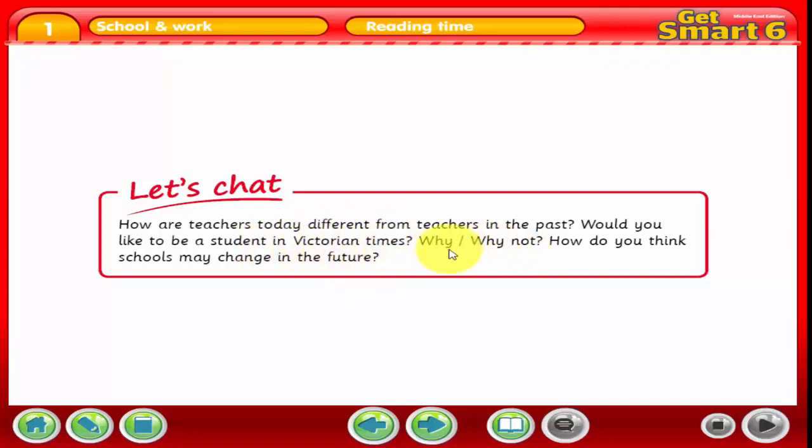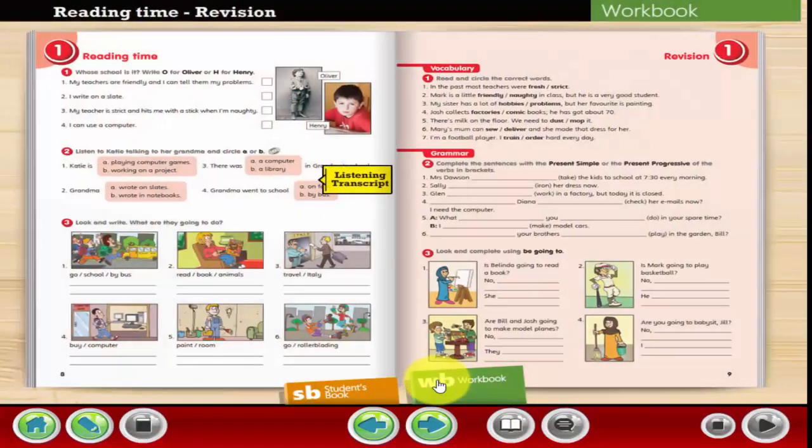Why not? لماذا ولماذا لا؟ يعني إن كنت موافق why لماذا، وإن كنت رافض why not لما لا؟ How do you think schools may change in the future? ما هو رأيك أو ماذا تعتقد عن احتمالية تغير المدارس في المستقبل؟ يعني شكل المدارس ممكن يتغير، وده اللي حصل بالفعل. Now we have platforms. الحين أصبح لدينا منصات تعليمية والتعليم أصبح أونلاين.